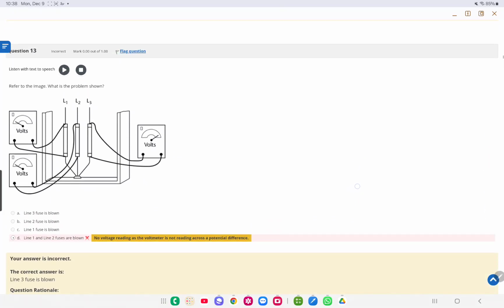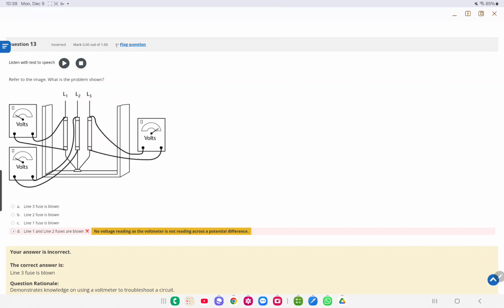So refer to the image. What is the problem shown? In this image, if the voltmeter reads 0, it's saying that the fuse is good because there's no potential difference between the two leads. Here on L3, we have a potential difference coming from the source and the other end of the fuse. So it would indicate that line 3 has been blown.